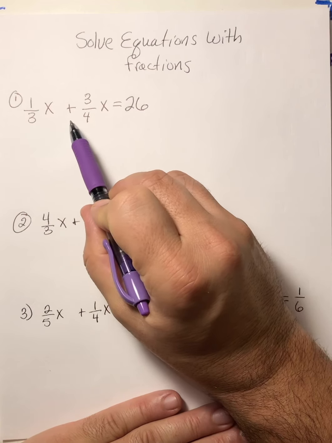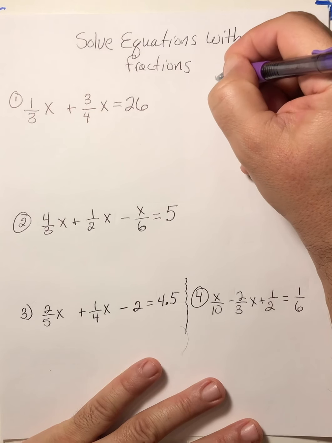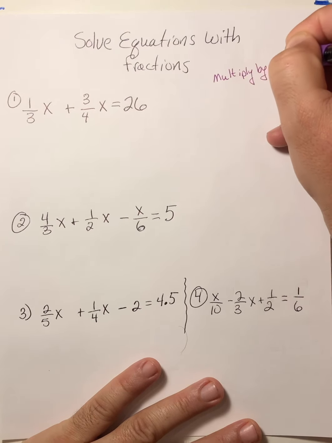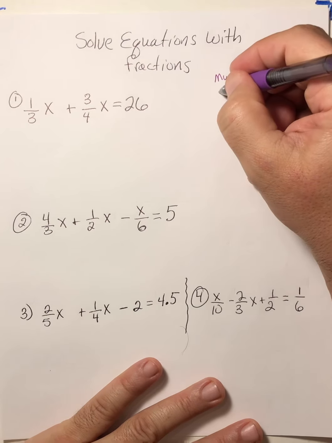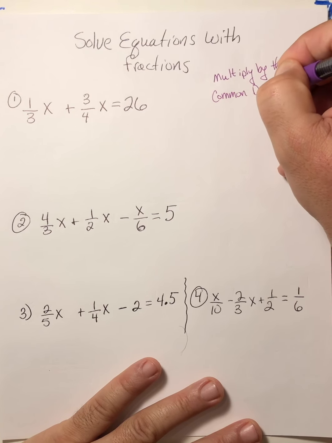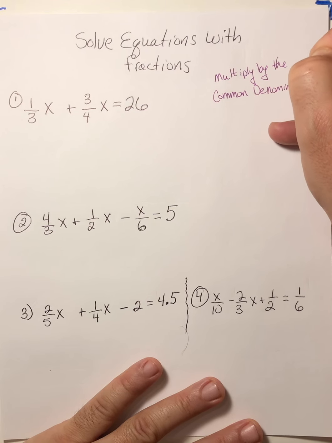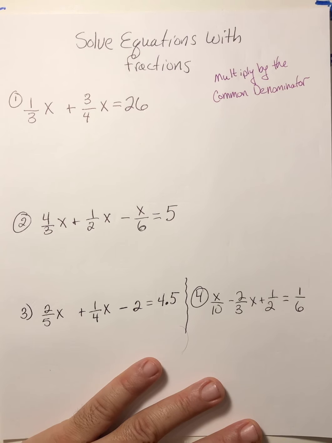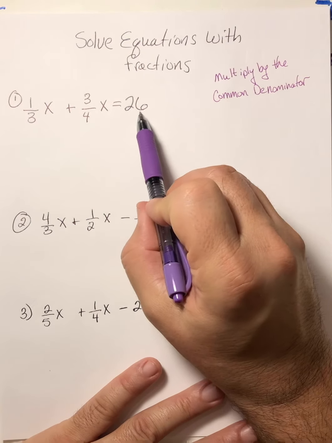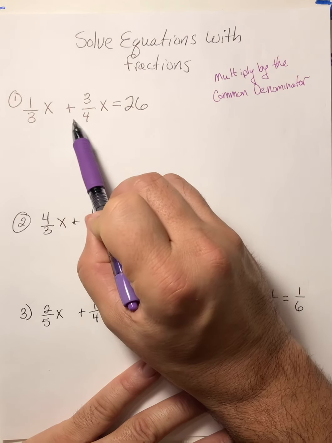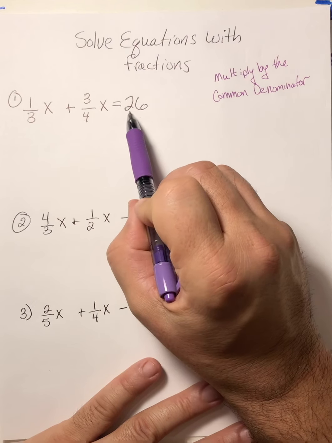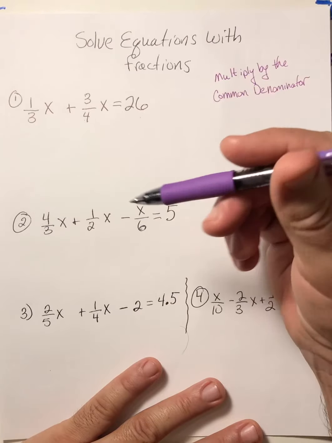What we're going to do is multiply by the common multiple, the common denominator. And what that means for us is once we multiply by the common denominator, all of these denominators are gone. So we're not looking at fractions anymore, we're looking at a normal equation.